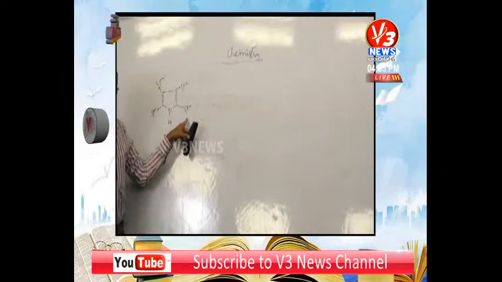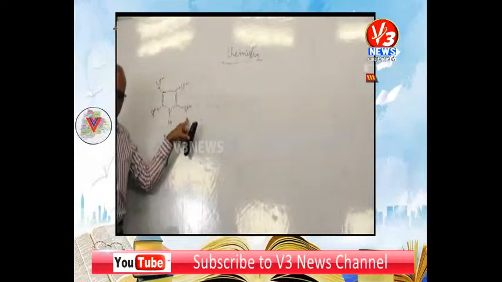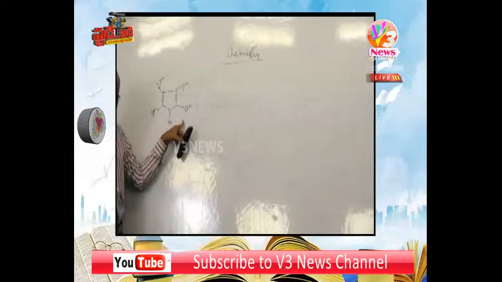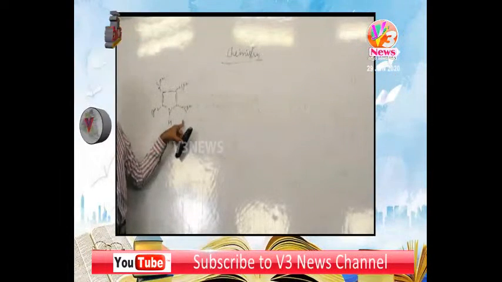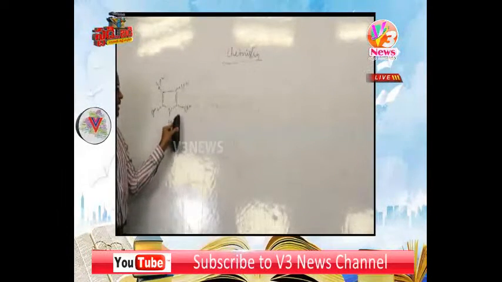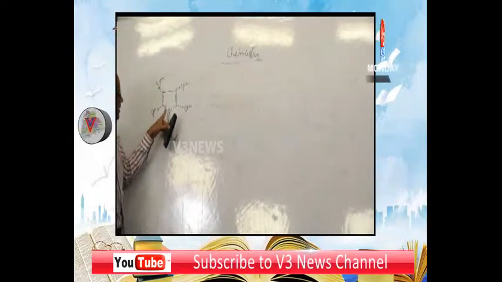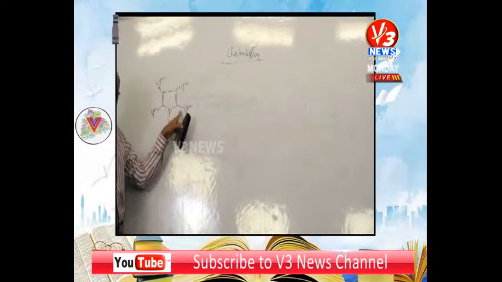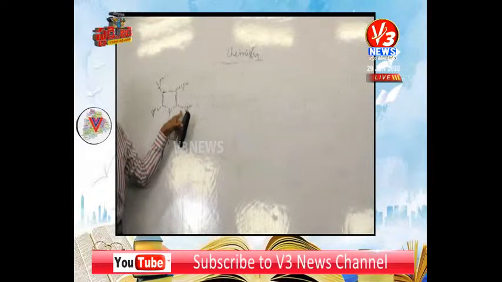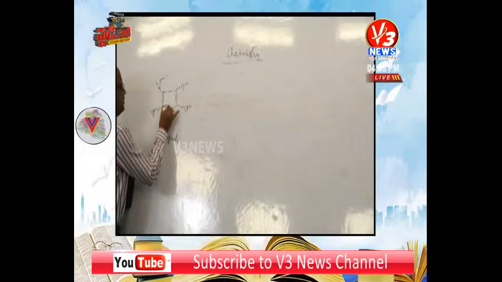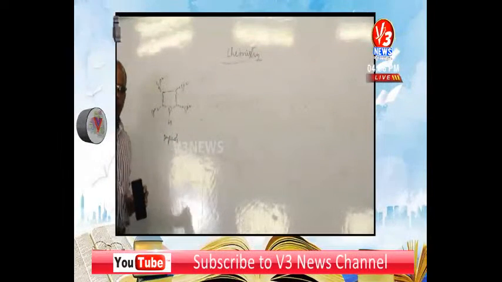Then what about this nitrogen? I think you know how many valence electrons are present in nitrogen. There are 5 valence electrons. Of these, how many unpaired electrons? 3 unpaired electrons. These 3 unpaired electrons are involved in bond formation. Then what is left? 1 lone pair is left. So, this is the lone pair.